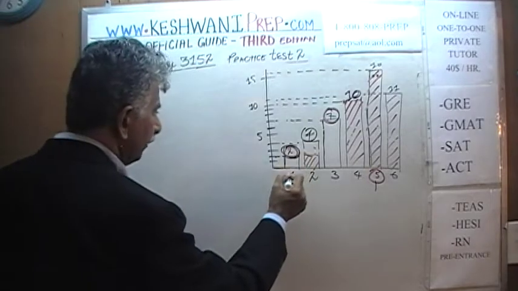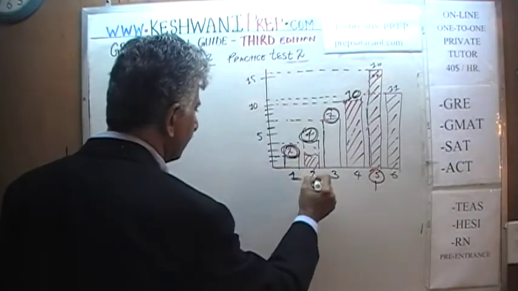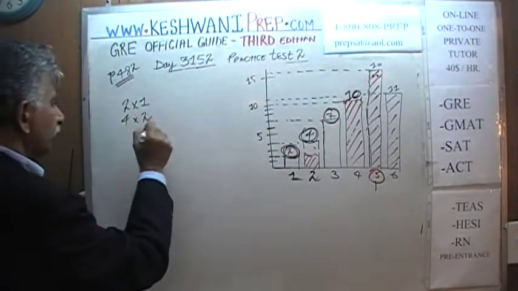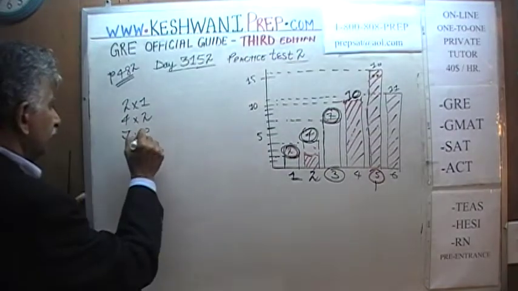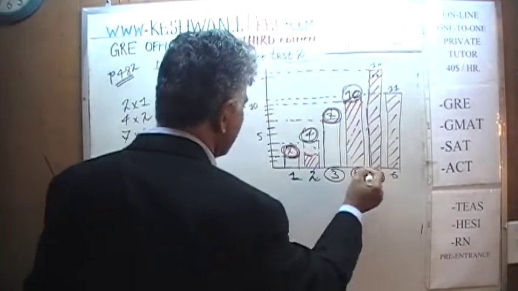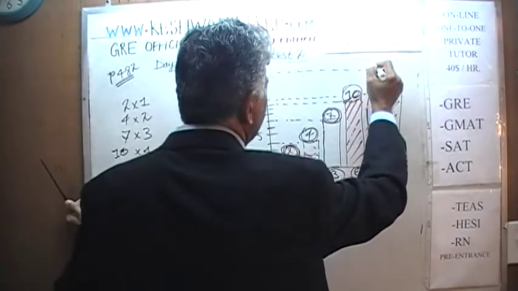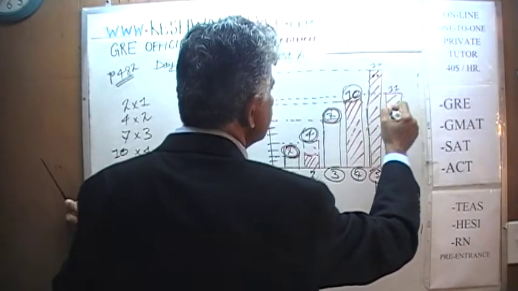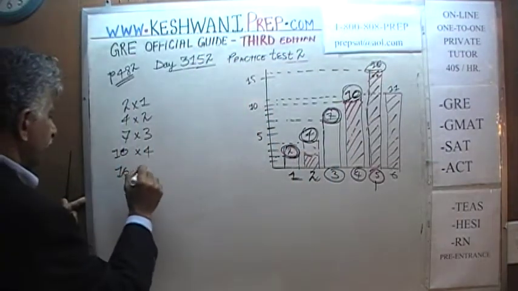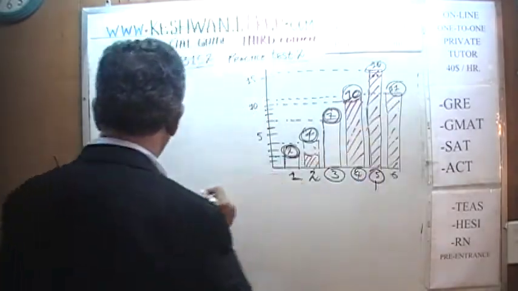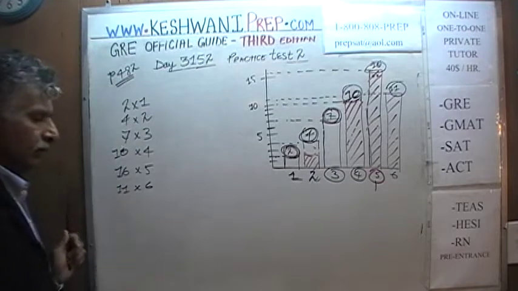We have 2 people with a score of 1. We have 4 people with a score of 2. We have 7 people with a score of 3. We have 10 people with a score of 4. We have 16 people with a score of 5, and we have 11 people with a score of 6.